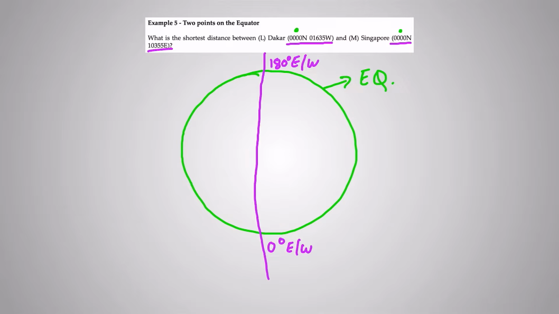So place D is on the equator at 016 degrees 35 minutes west. So it will probably be somewhere here. And point M is on the equator at 103 degrees 55 minutes east. So it will be somewhere here.